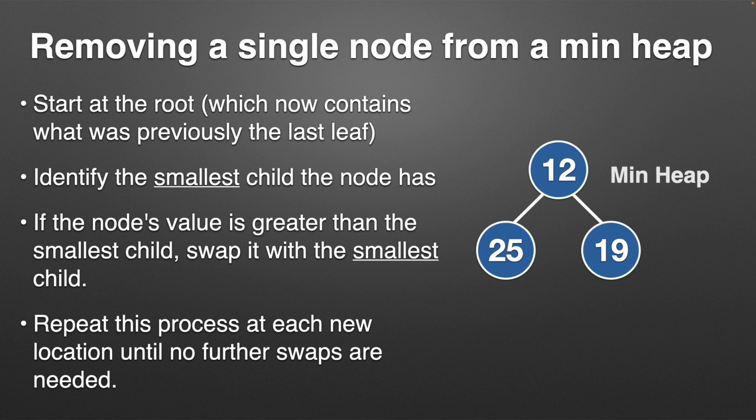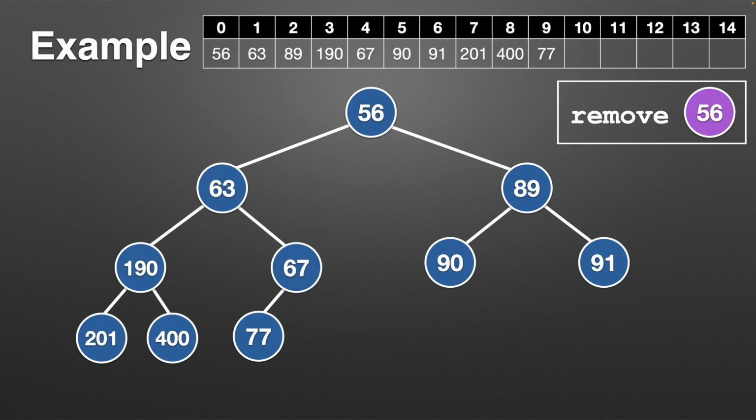And what we're going to do is, if our node, in the case of the min heap, is bigger than the smallest child, then we're going to swap it, because that's what makes sense, right? We need to have the smaller values at the top. And then we're just going to repeat that down the tree just like we did up. And as an example, it's going to be the same structure here. So let's imagine we remove 56.